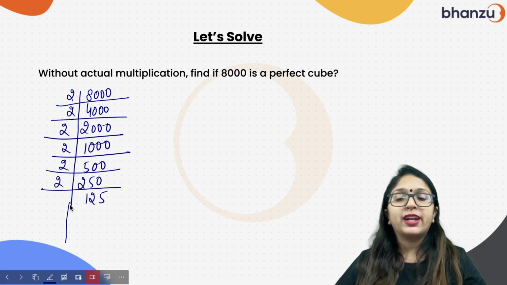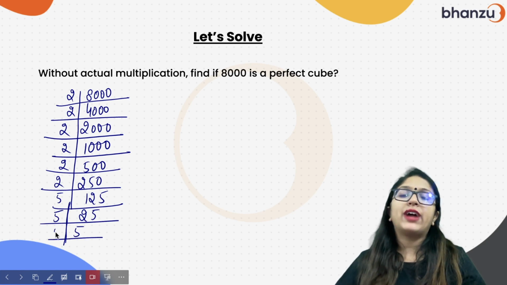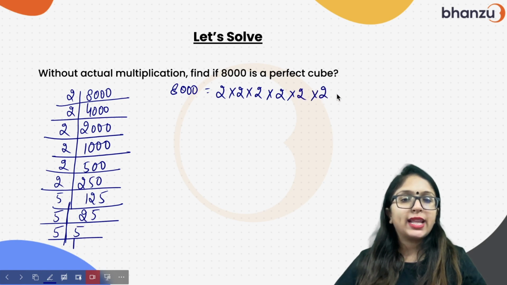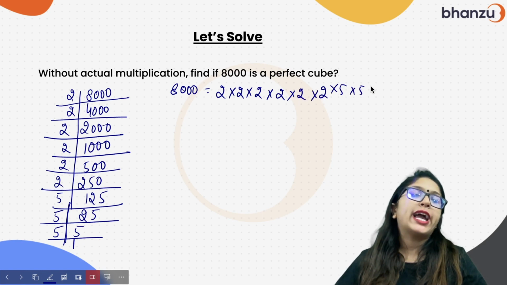Now we can divide 125 by 5 and we are going to get 25. And then again divide by 5, we are going to get 5. Then 5 divided by 5 is 1. So here 8000 is equal to 2 times 2 times 2, then times 2 times 2 times 2 and then 5 times 5 times 5.